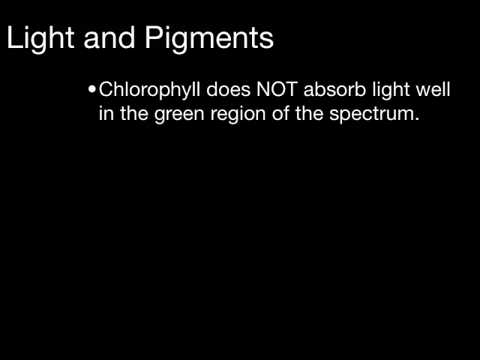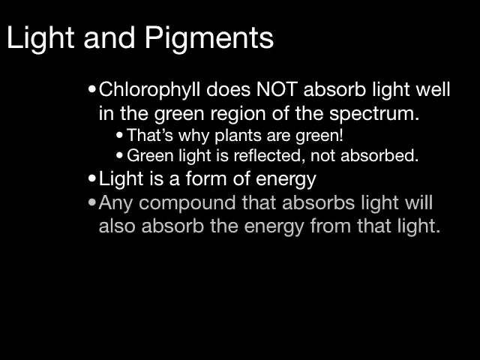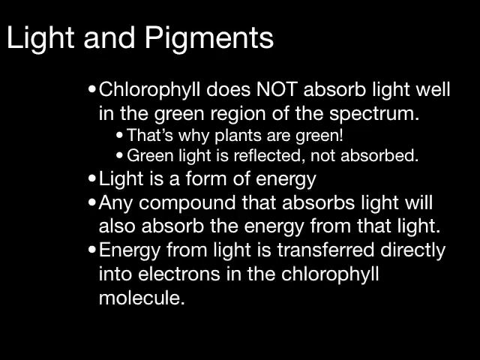And since we don't see red or we don't see blue, those types of light have been absorbed. Now, if red and blue are being absorbed, then what gets reflected? Green. Chlorophyll does not absorb light well in the green region of the visible spectrum, and this is why plants are green. Green light gets reflected, not absorbed. So we need to remember that light is a form of energy, just like heat or electricity. And just like there are things that absorb heat, there are things that absorb electricity, there are also things that absorb light. And plants are full of these compounds that do nothing but absorb light. And the energy from this light that gets absorbed is transferred directly into the electrons in the chlorophyll molecule.